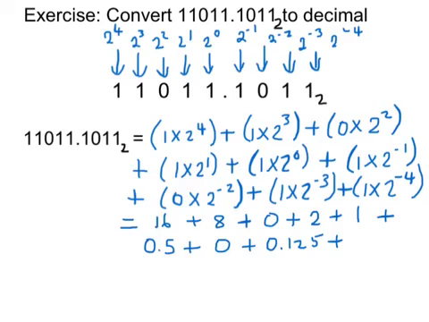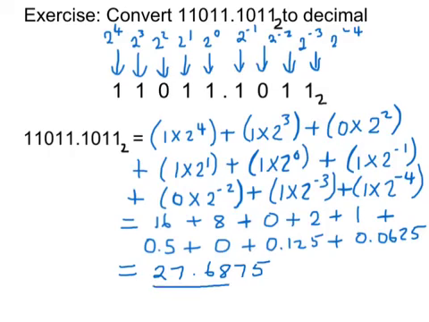You can work it out using the power button on your calculator, 2 to the power of minus 4, or else you can write it as 1 over 2 to the 4, which is 1 over 16, and the answer is 0.0625. And adding all these numbers together, we get the value 27.6875. So the binary number 11011.1011 base 2 is equal to the decimal number 27.6875.